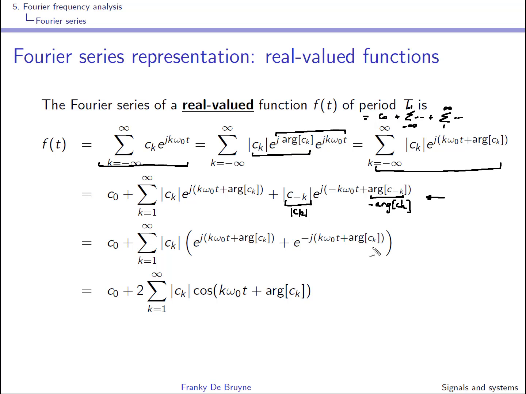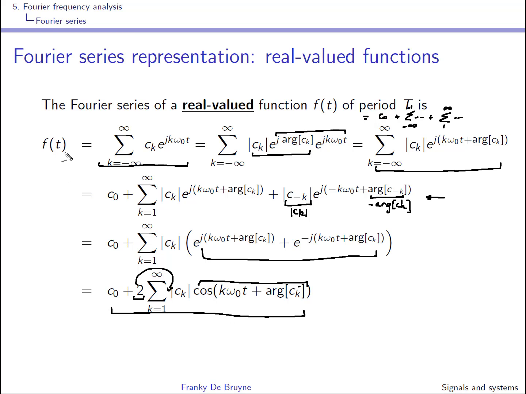Okay, so we arrive at this expression, and this is a cosine that is multiplied by 2, so it's maybe easier if we take the 2 inside the sum. And this is one way of rewriting the function f of t that is periodic when it's real valued.